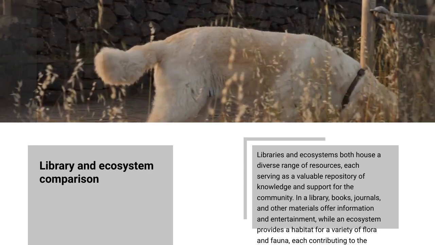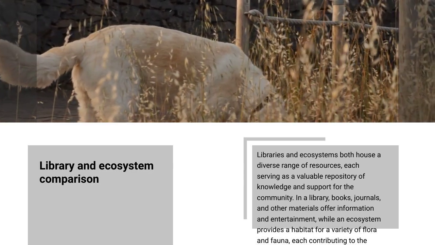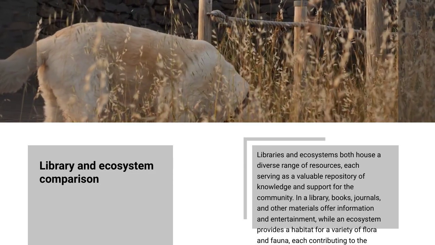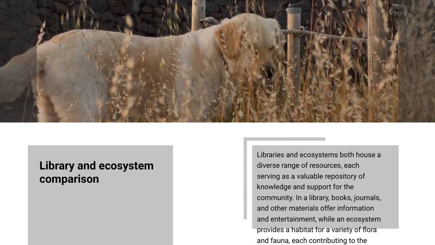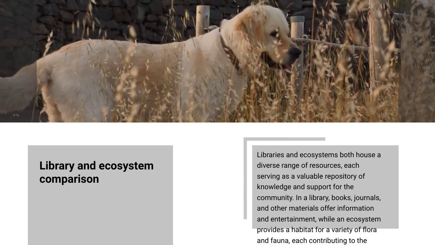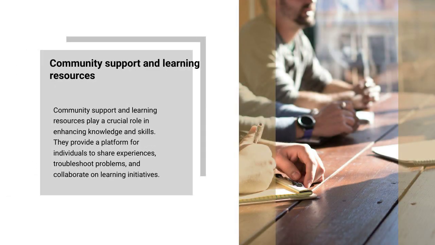In a library, books, journals, and other materials offer information and entertainment, while an ecosystem provides a habitat for a variety of flora and fauna, each contributing to the overall balance and functioning of the environment. Community support and learning resources play a crucial role in enhancing knowledge and skills. They provide a platform for individuals to share experiences, troubleshoot problems, and collaborate on learning initiatives.